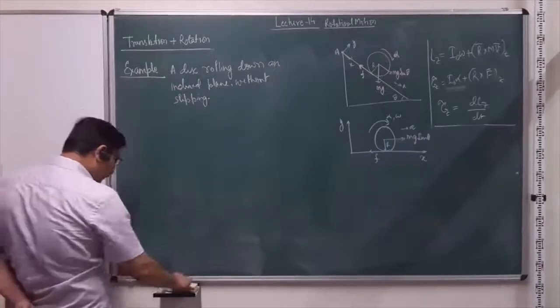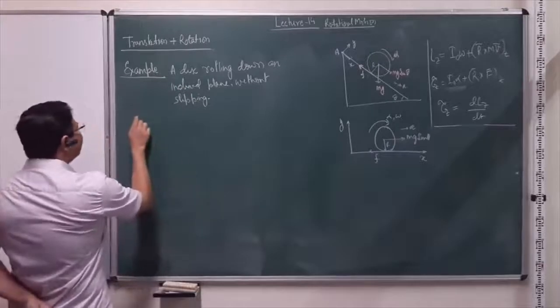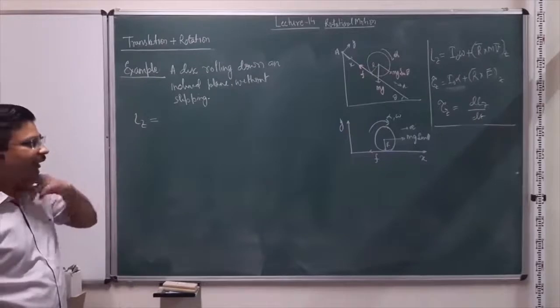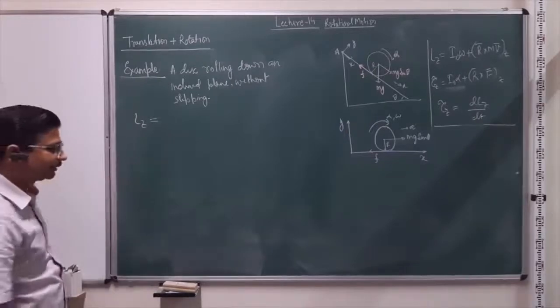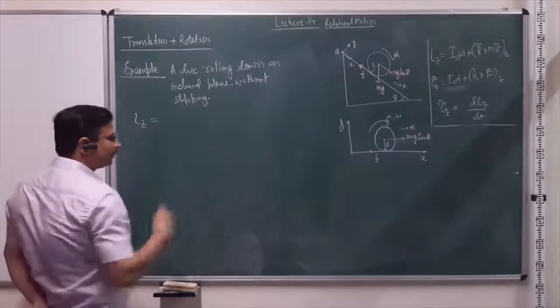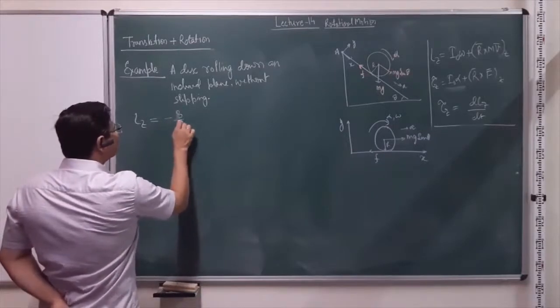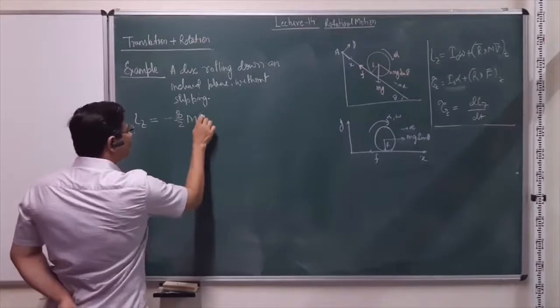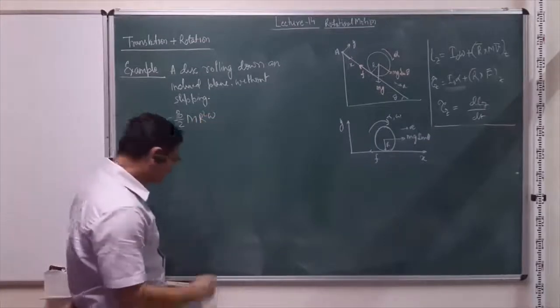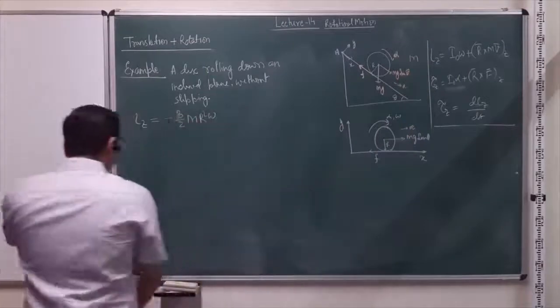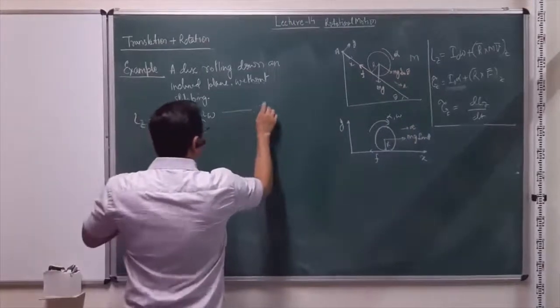The first thing we can readily write down is Lz for this particular system, and the Lz is exactly the same as what we discussed in the last lecture for a similar problem. So Lz we know is going to be minus 3/2 m r squared omega, where m is the mass of this object. This is one.